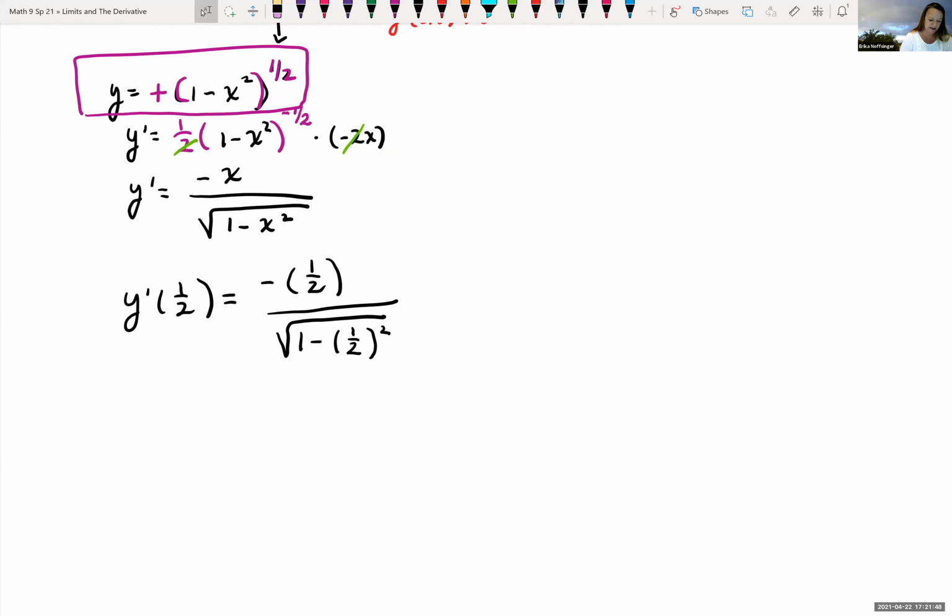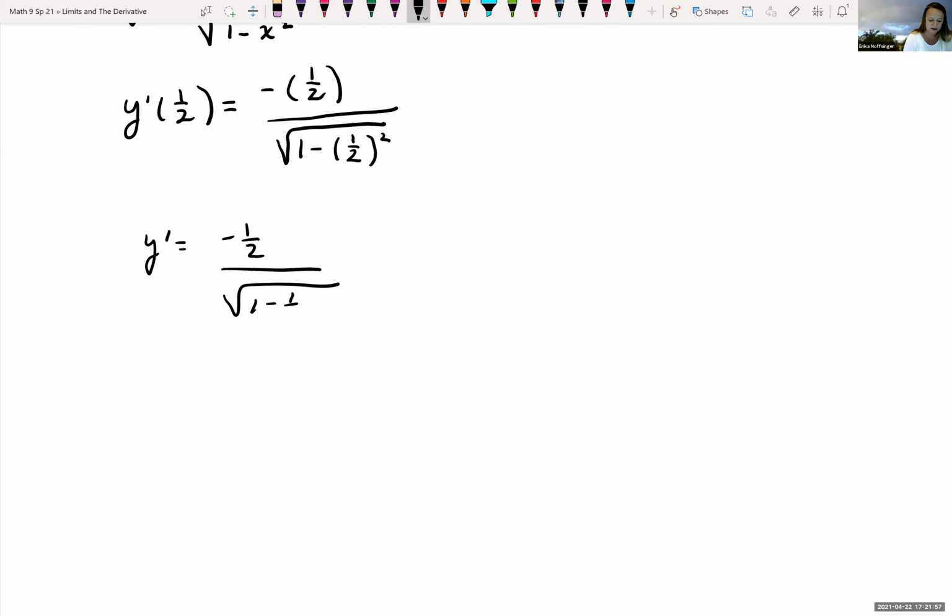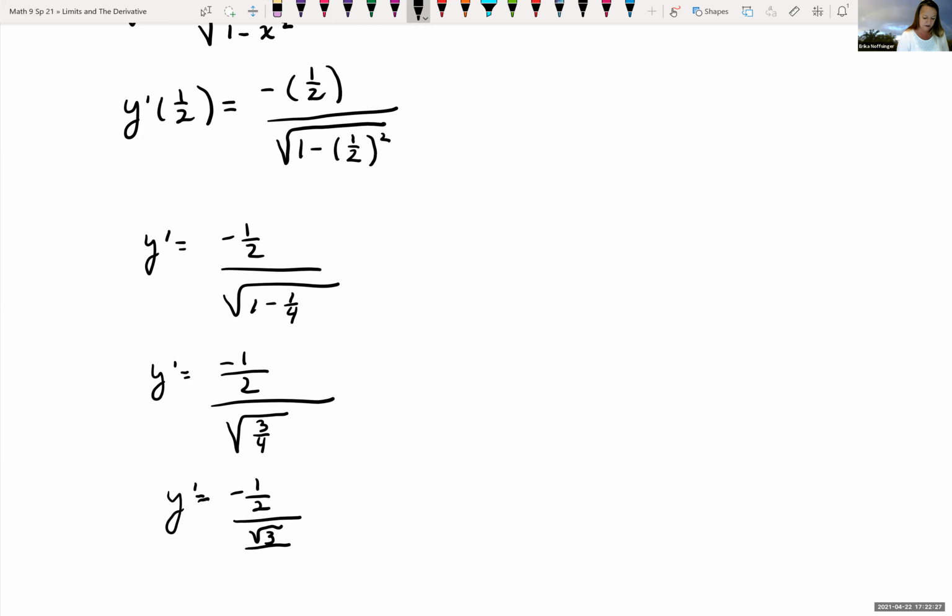So cleaning it up a little bit, we get y prime is equal to -1/2 all over the square root of 1 minus 1/4. Getting a common denominator underneath that radical and being able to combine that as one term. So this is really 4/4 minus 1/4. So we really have the square root of 3/4. If we have a radical with a fraction underneath it, this is the same thing as the square root of the numerator 3 all over the square root of the denominator 4.